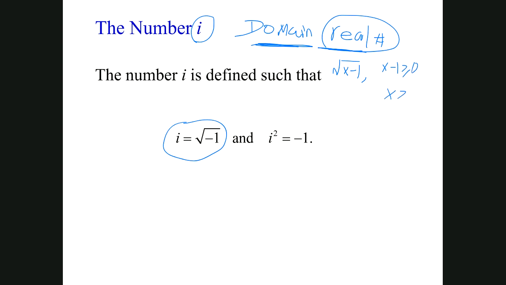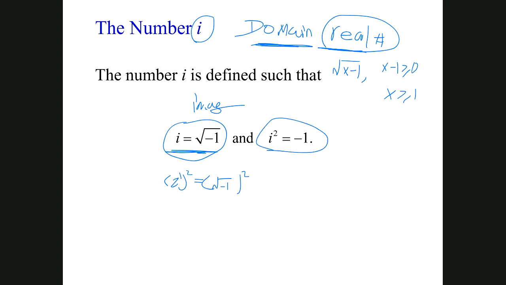How about if this is not greater than or equal to 0? You end up with this kind of situation, which is called an imaginary number, and you don't have a real solution. That's why mathematicians defined this: let i equal the square root of -1. If I square both sides of the equation, the square and the square root cancel out, so I get i squared equal to -1.